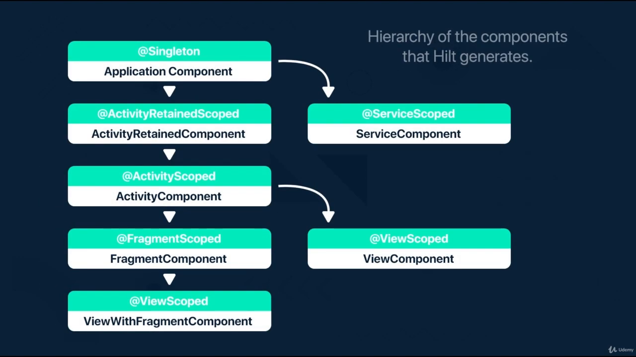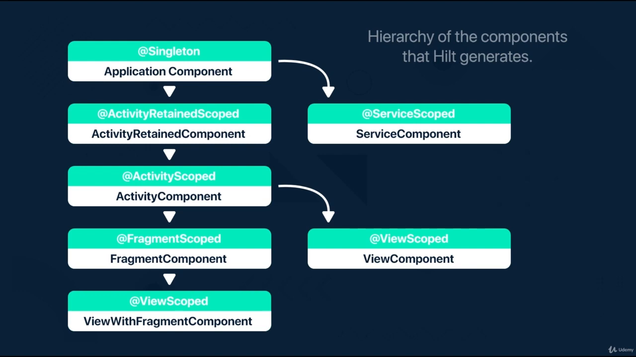Now I'm going to show you an image of a component hierarchy, and you can see that at the top of this hierarchy we have the application component, and then down below we have the activity retained component, which is basically a view model. Then we have a service component on the right side. Below the activity retained component we have the activity component, then below that the fragment component and view component, and at the bottom we have the view with fragment component. So why is this hierarchy important?